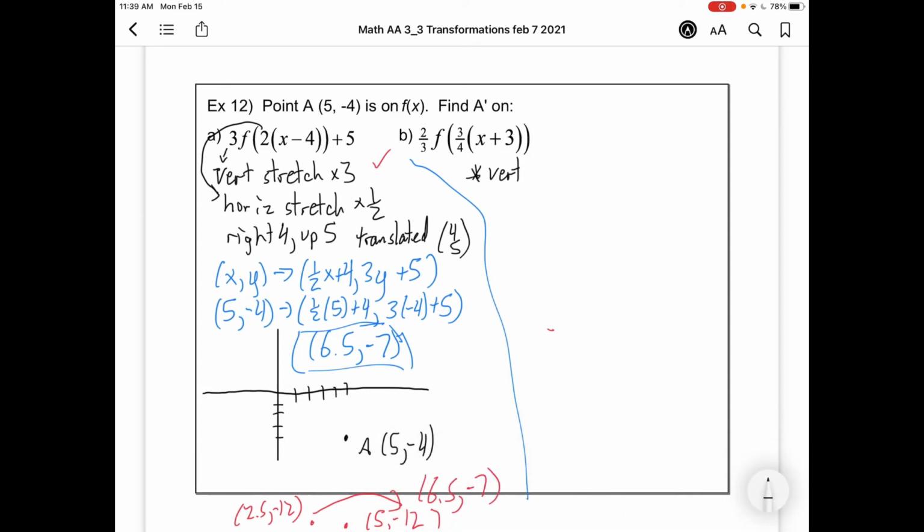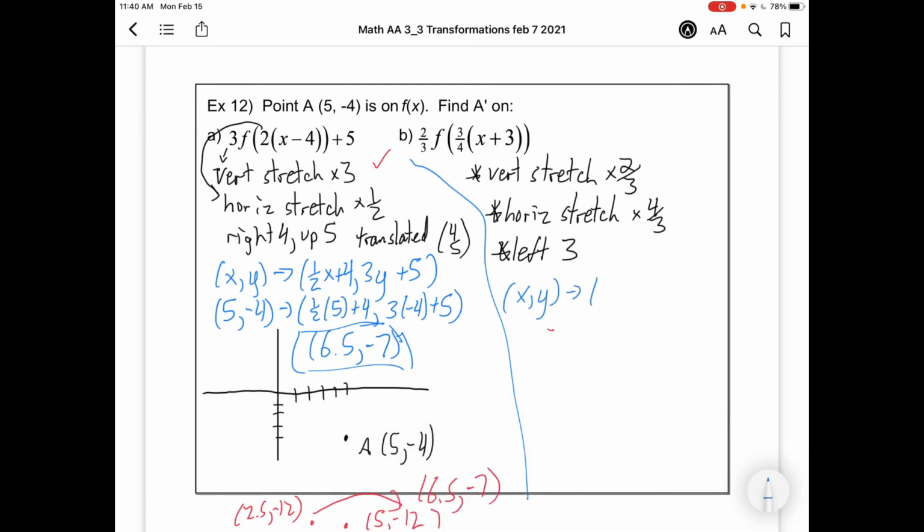We'd have a vertical stretch by a factor of 2/3. We'd have a horizontal stretch by a factor of, it's always the reciprocal, hey? The horizontal transformations are annoying, by a factor of 4/3. And finally, it's gone left 3. And these were both in the nice form where the coefficient of x is already factored out. We can build a map out of that. We'll go to blue and make that map.